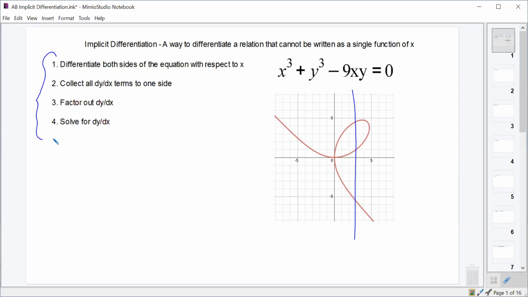Sometimes not all of those steps will apply. But just bear with me, as I'm not going to fully explain why everything happens as we do it yet. We'll talk about it when we do the first problem.